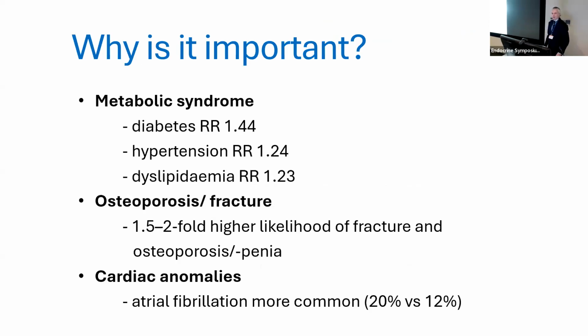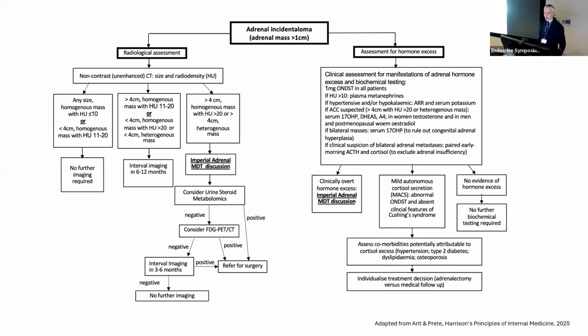So why is it important? We heard already that it does increase the risk of metabolic syndrome, diabetes, hypertension, dyslipidemia. There's an increased fracture risk of about 1.5 to twofold. And some cardiac abnormalities such as atrial fibrillation seem to be more common compared to people who don't have mild autonomous cortisol secretion.